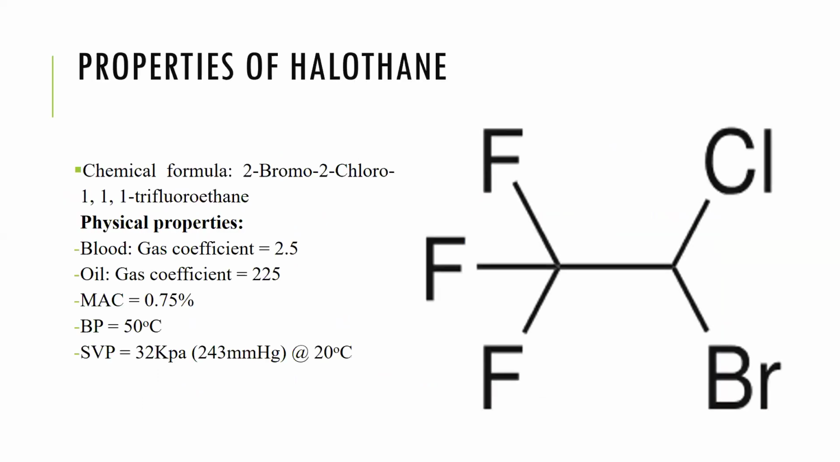MCQ questions, those days, I don't know if they still ask. I remember when I was writing primaries those days, they can ask you what is the chemical formula of halothane. So it's 2-bromo-2-chloro-1,1,1-trifluoroethane. This is the formula here. It has a blood gas coefficient of 2.5, oil gas coefficient of 224. So it's more lipid soluble than blood soluble. The MAC is about 0.75%, boiling point of 50, and it has a saturated vapor pressure of 243 millimeters of mercury at 20 degrees Celsius.